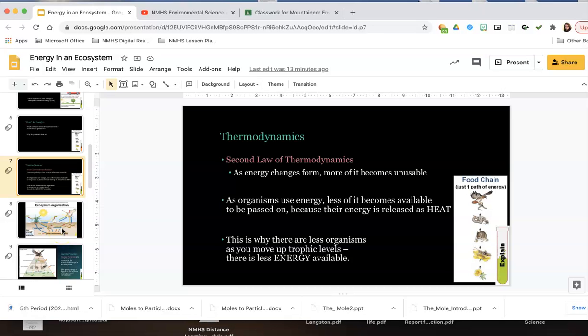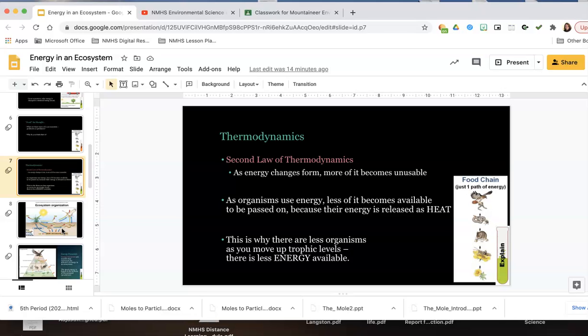All right, so let's learn about the second law of thermodynamics. It states that as energy changes form, more of it becomes unusable. So as organisms use energy, less of it becomes available to be passed on. Why is that the case? Because some of the energy is released as heat energy. So this explains why there are fewer organisms as you move up trophic levels.